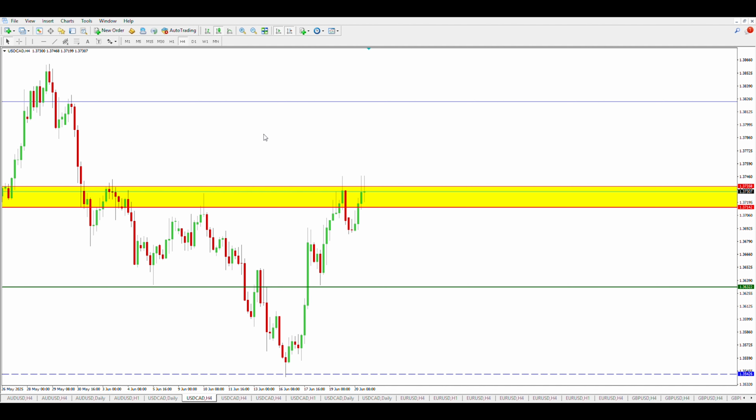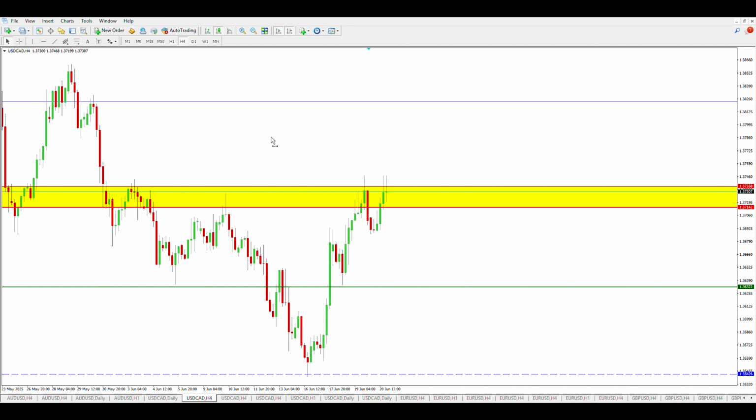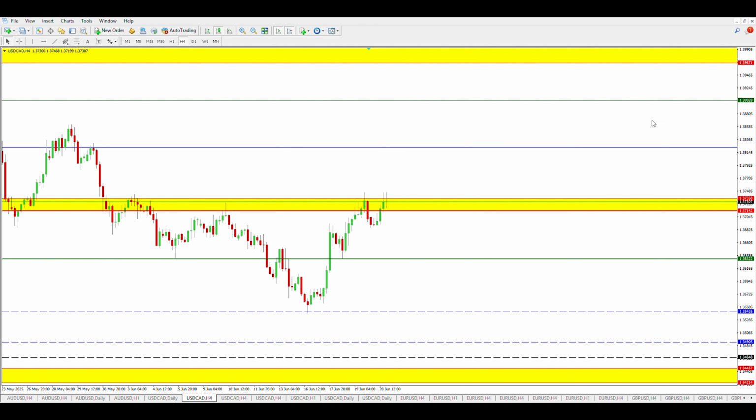But on this level, we're not going to sell. We're going to sell at this next level, at this pivot level, 1.39028. We're not going to sell at the current price, but at the higher price.